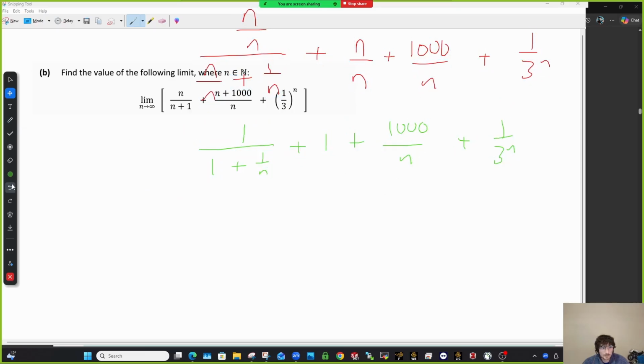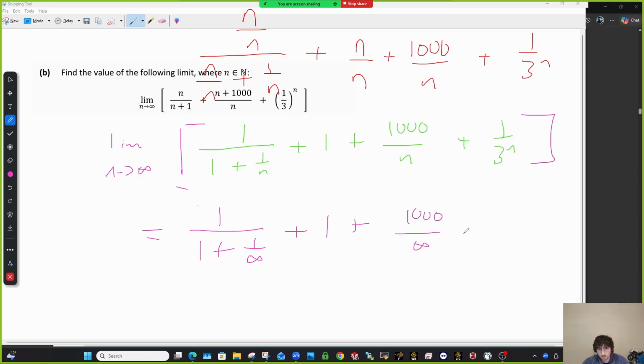So now that we've simplified that, we can work out the limit for that thing in green there. The limit as n tends to infinity for this thing, you'd show your workings now because you can put it in here. So this will work out as 1 over 1 plus 1 over infinity plus 1 plus 1000 over infinity plus 1 over 3 to the infinity. And then your next line here would be shown for the examiner. That's 1 over 1 plus 0.